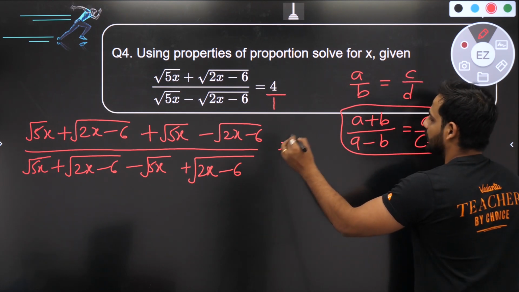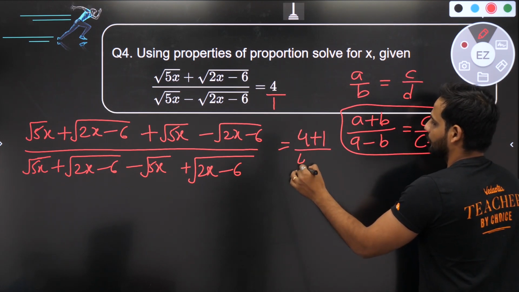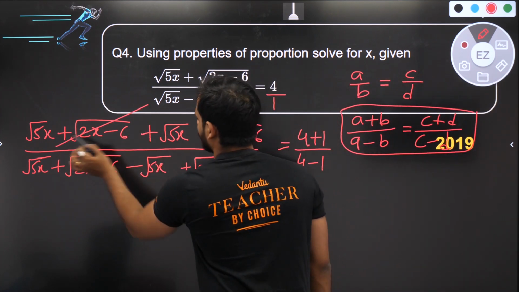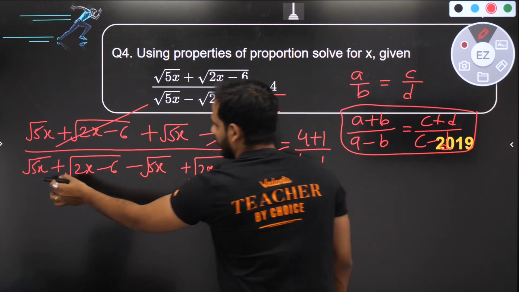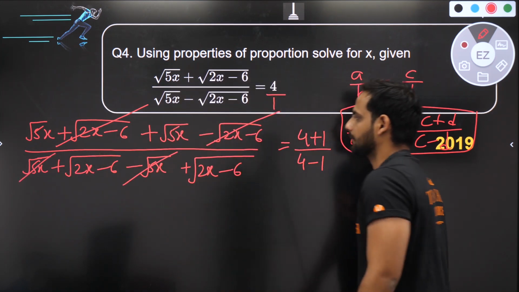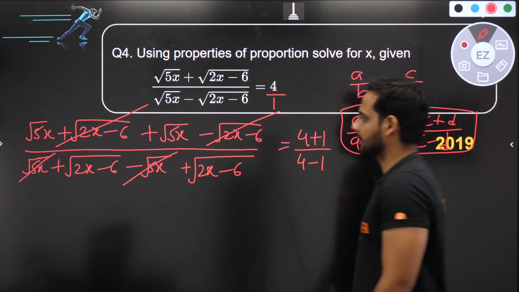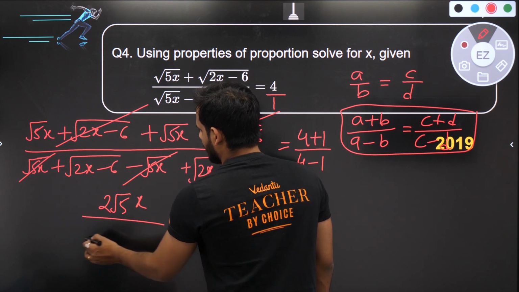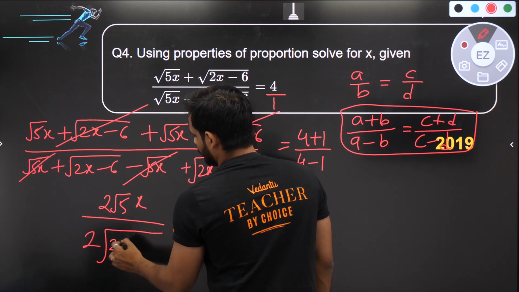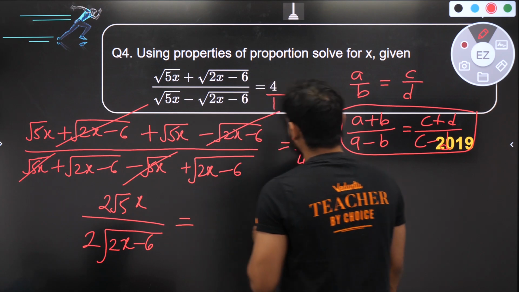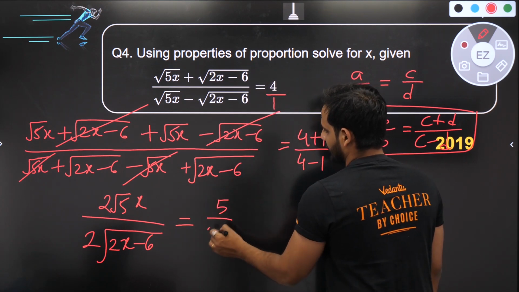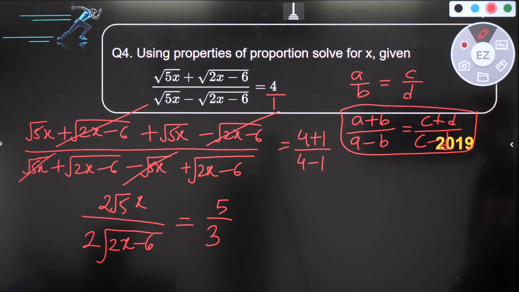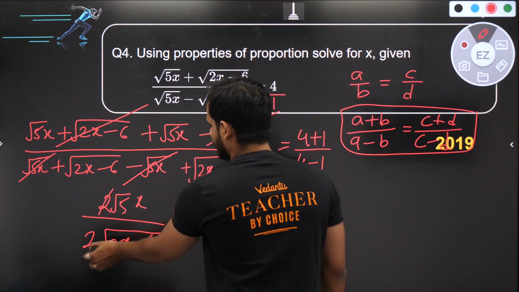Similarly here we'll be getting, beta, 4 plus 1 upon 4 minus 1. Right? Beta, see the magic. This whole part to this whole part got cancelled, and here this to this got cancelled. Correct? So you have got 2 times root 5x divided by 2 times root of 2x minus 6 is equal to 5 by 3. Beta, see, it is a very good part. See, this 2 to 2 got cancelled.